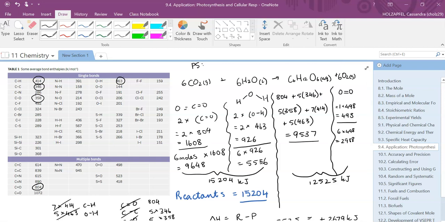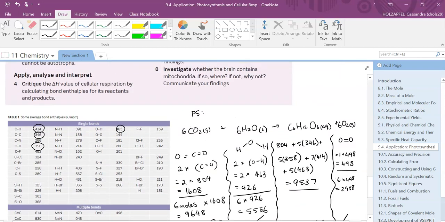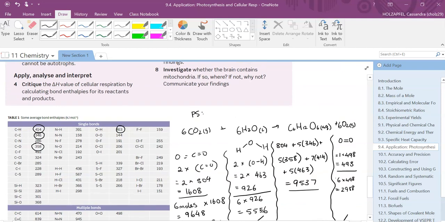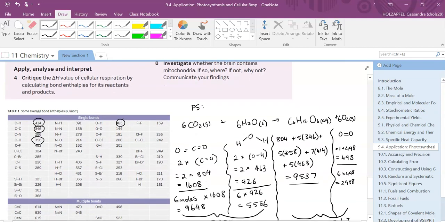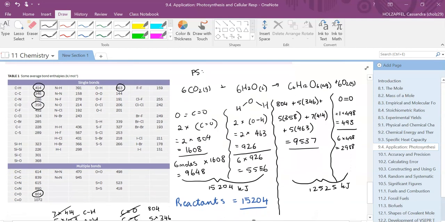Alrighty, guys, I'm going to leave it there. I think we've answered that question now. So critique the change in enthalpy value of cellular respiration by calculating bond enthalpies. Yep, so we just did our little critique. So that's that question answered.